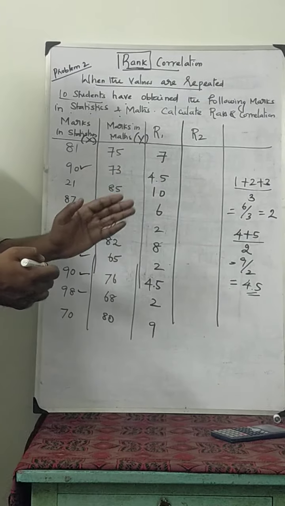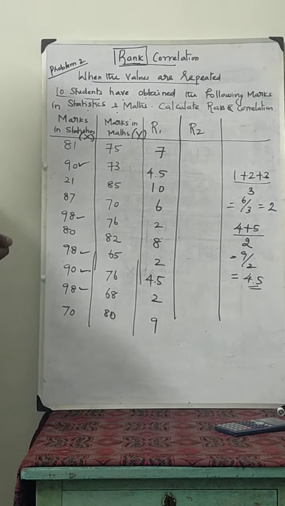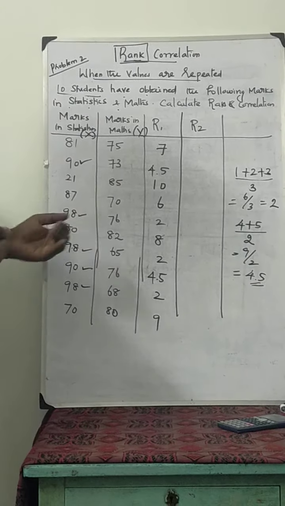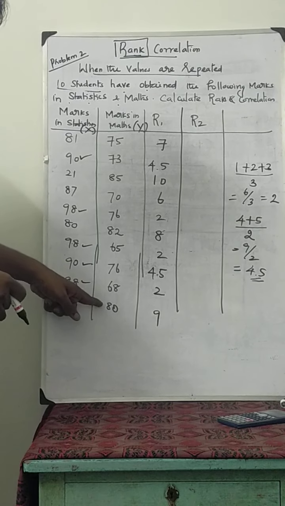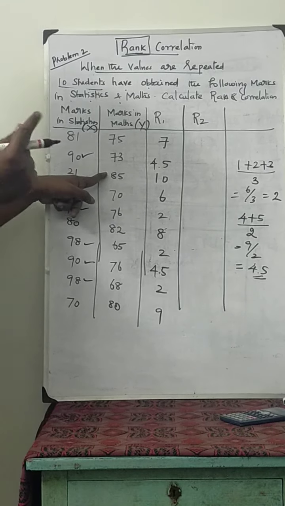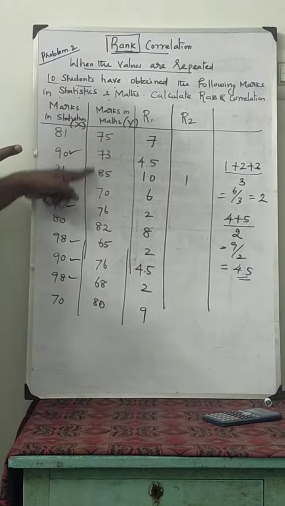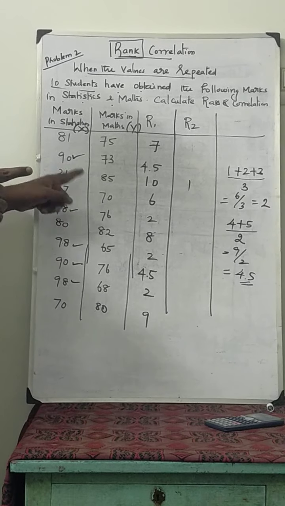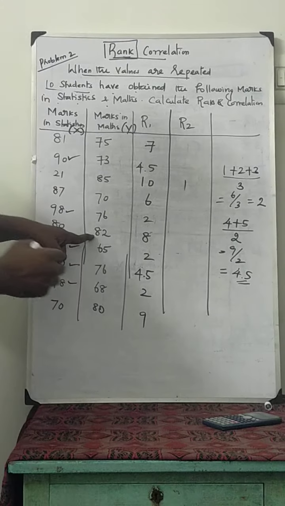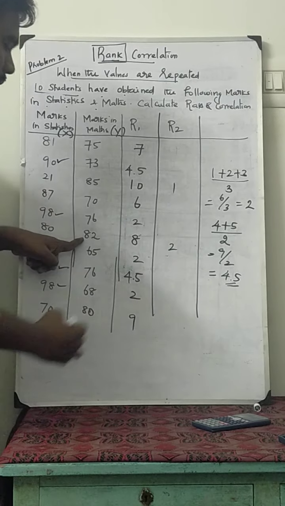The next one, R2, represents the marks in maths, that is y. Again we have to look at which one is the highest value. The highest value is 85, so we assign rank 1. Simultaneously we have to check whether the values are repeated. The next rank will be for 82. 82 is also not repeated, so we assign rank 2.